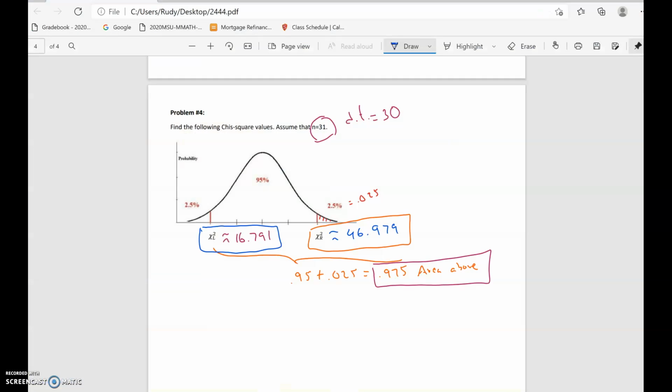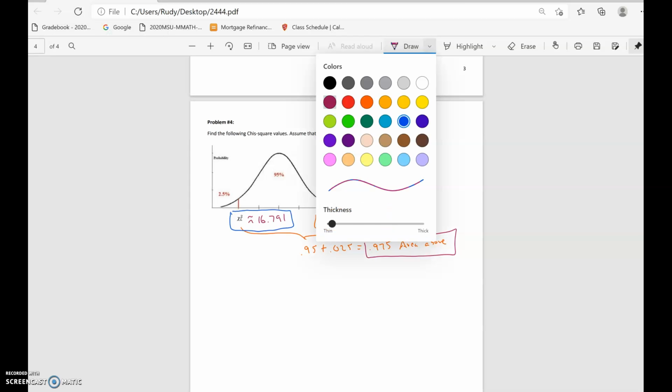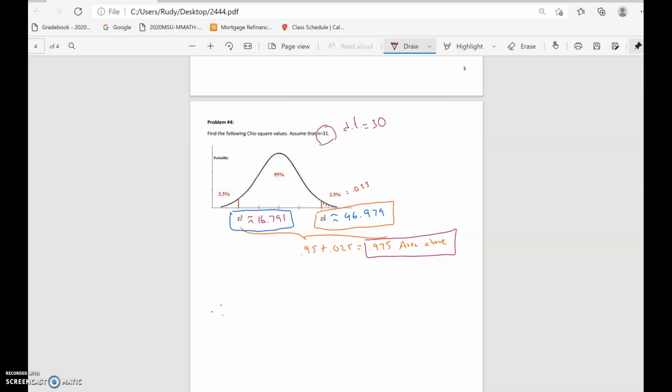So let me go to the final portion. In this case, let me just write them out. The chi-square value on the left is approximately 16.791, and the chi-square value on the right is approximately 46.979. And this is our final answer.